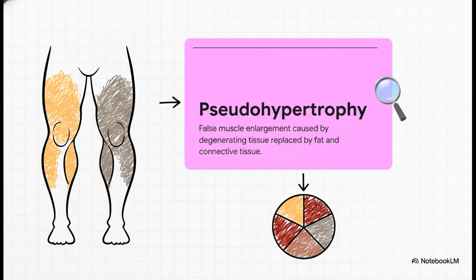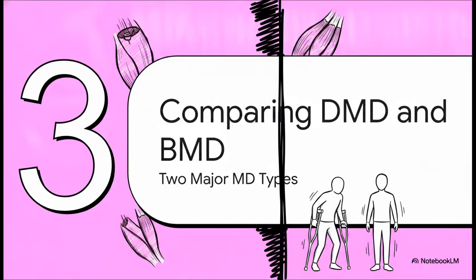It is actually that exact fatty replacement process we mapped out earlier. The dying muscle tissue is just being packed full of fat and connective tissue. That brings us to section 3.